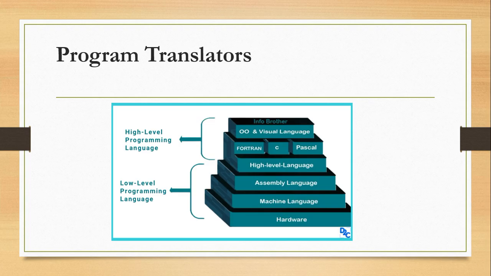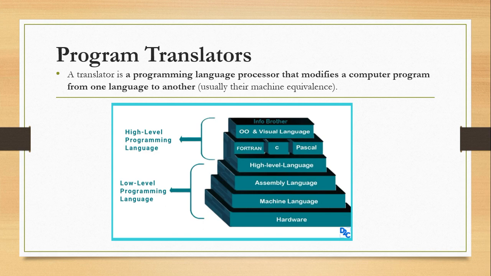Okay, now the question is, we talked about assembly language and how they are translated into machine language so that the computer can understand them. What about high level language? How will the computer understand them? They also have other forms of translator that translate them into their machine equivalent, and these are interpreter and compiler.